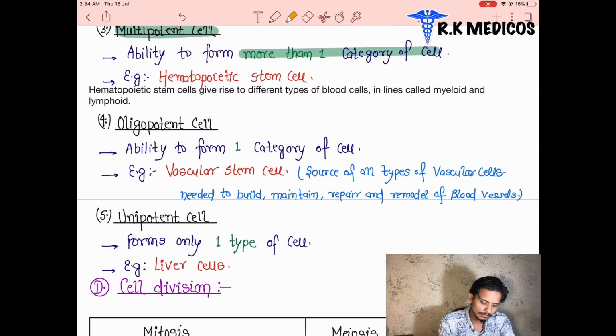We can also see here that hematopoietic stem cells give rise to the different types of blood cells. They are called the myeloid and lymphoid lines. So these are the terms basically. What are the more than one categories?